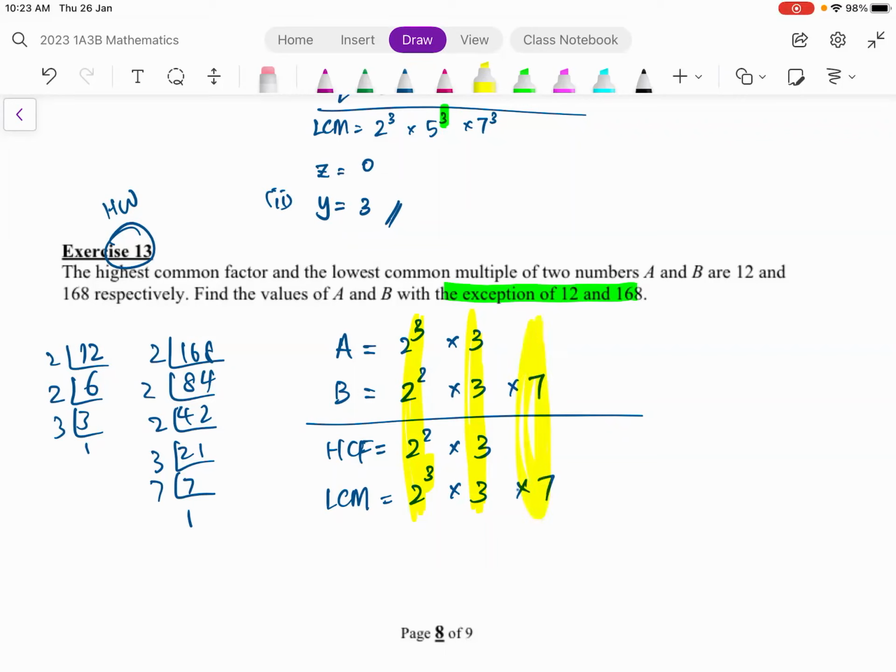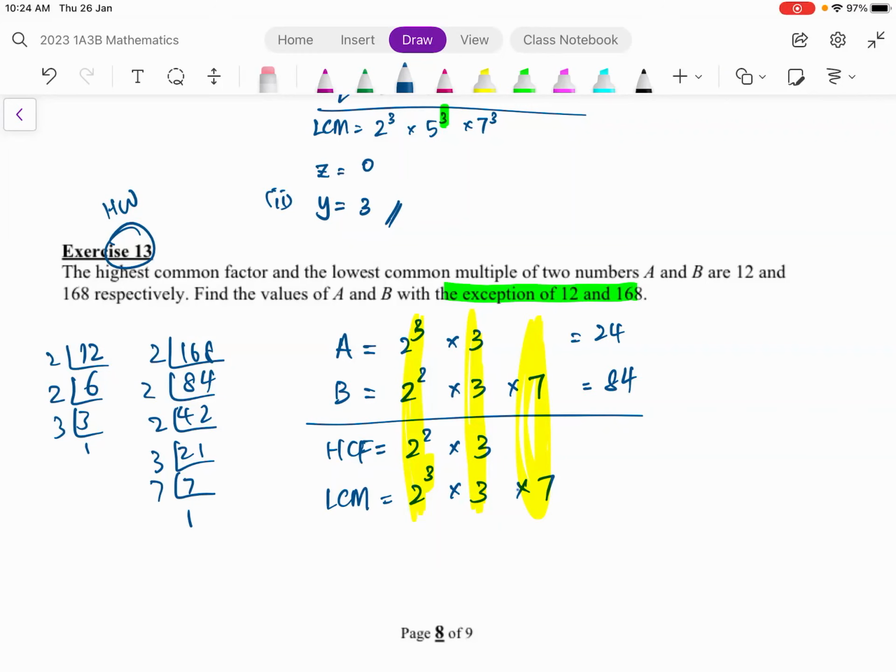And now what are the two values? So we've got 8 times 3, which is 24, and the other number is 84. Okay, so like I mentioned earlier, it doesn't matter whether A is 24 or B is 24. As long as one number is 24, the other number is 84, you meet the requirements.